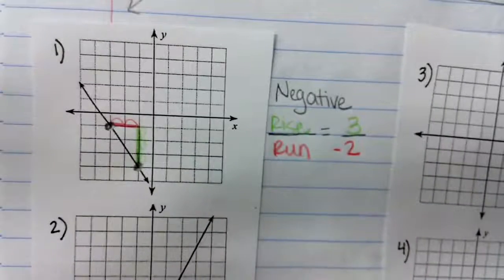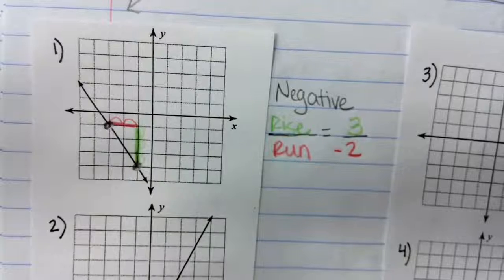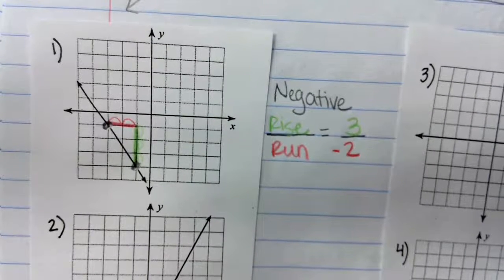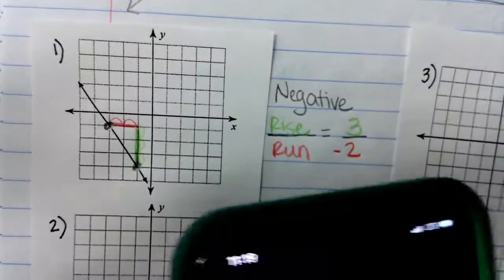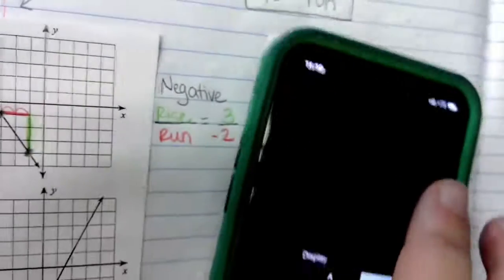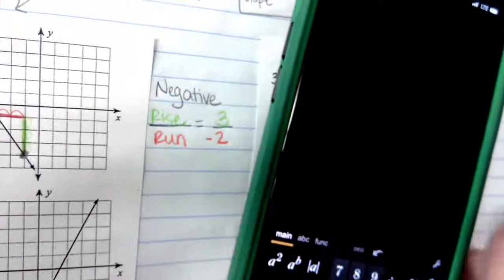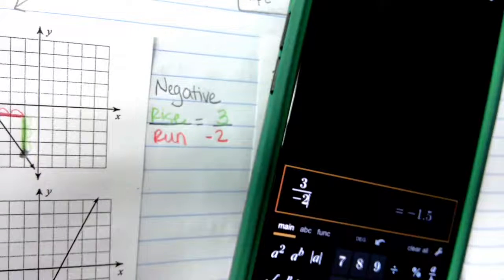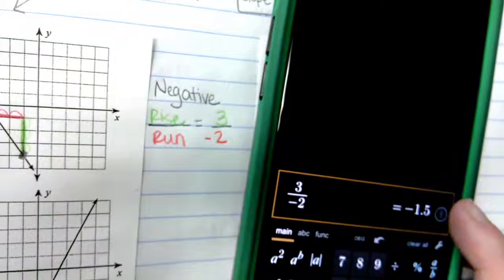So we can use our Desmos calculator. Where's my Desmos calculator? There it is. In my Desmos calculator, if I don't know how to simplify this, I can just type in the whole thing at once. So I can type in 3, and then I can use the fraction button, divided by negative 2. And I want to leave it as a fraction because slope is always a fraction. So I hit that fraction button.